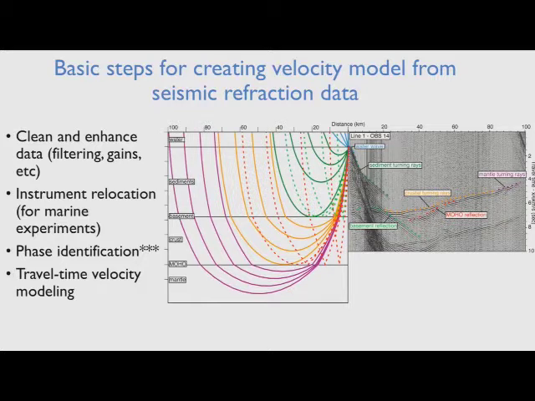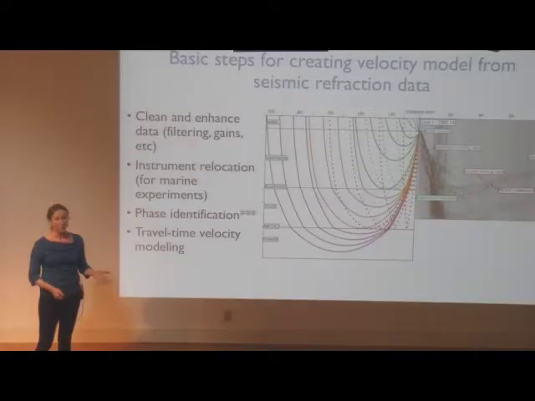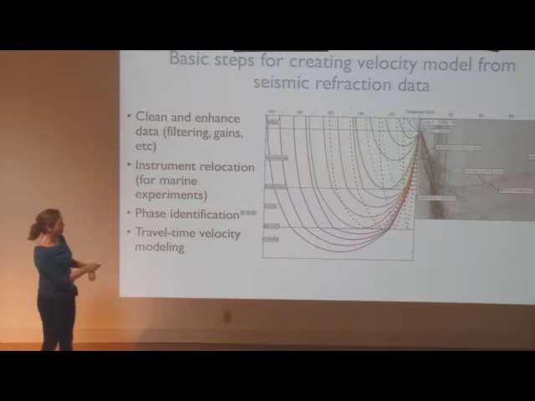In marine experiments, we actually have to figure out where our instrument is first. You drop it off the side of the ship, as we'll see, and it floats to the seafloor. You know where you dropped it, and hopefully you can go back and get it, but you don't know exactly where it landed. But you can use these arrivals to figure out its position on the seafloor.